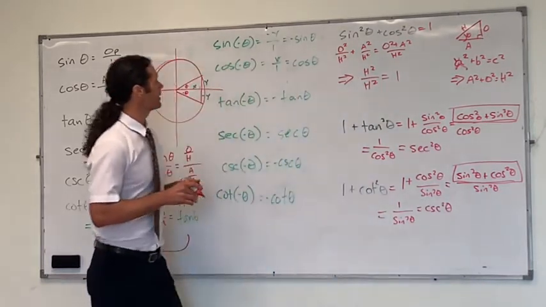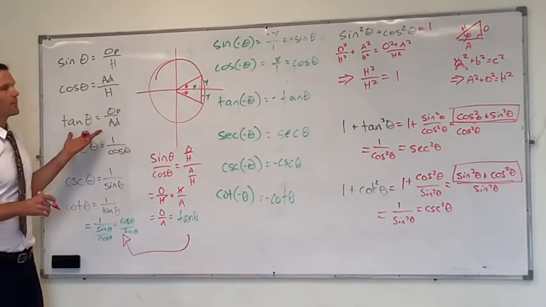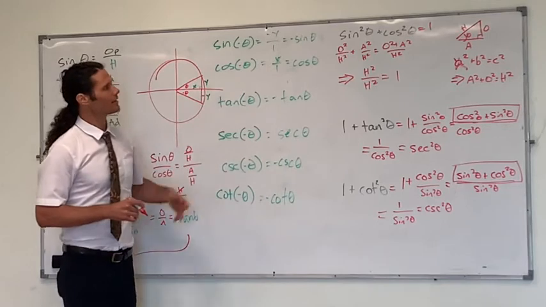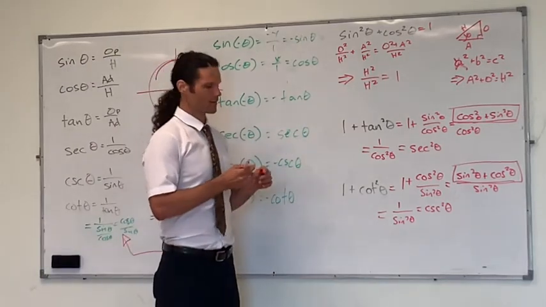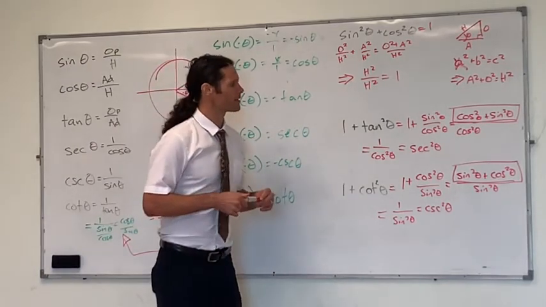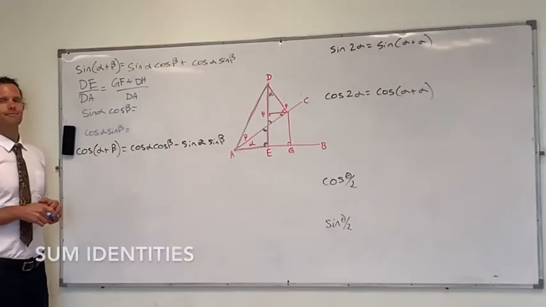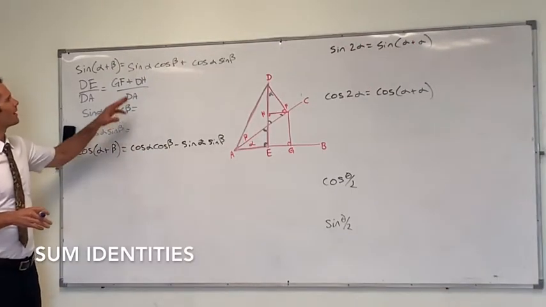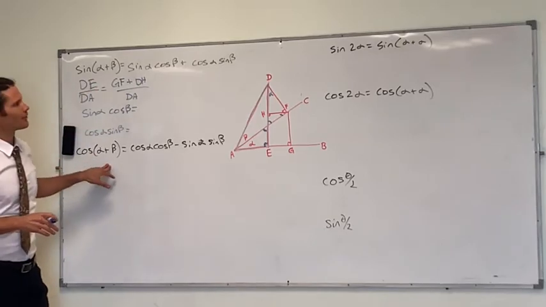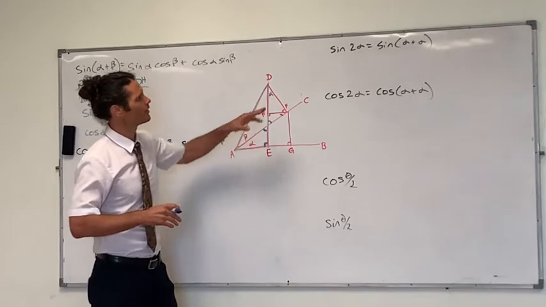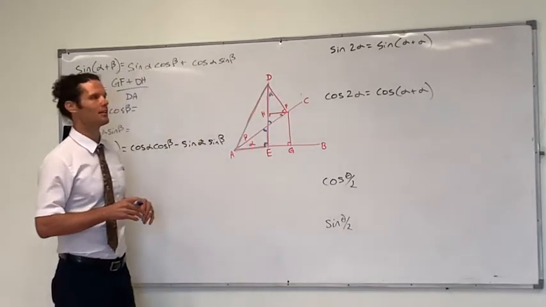Okay, so those were our main identities: reciprocal identities, even and odd identities, and Pythagorean identities. Let's take a look at sum and difference and double and half angles. In order to find our sum and difference identities, we need to look at a geometric proof, and that's going to lead to our double and half angle identities.